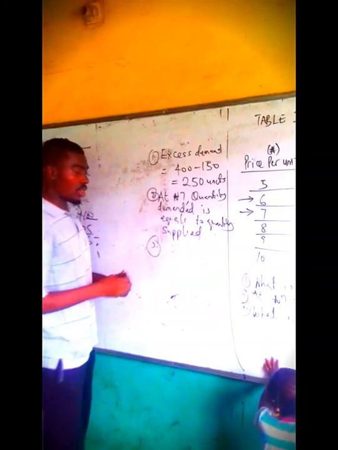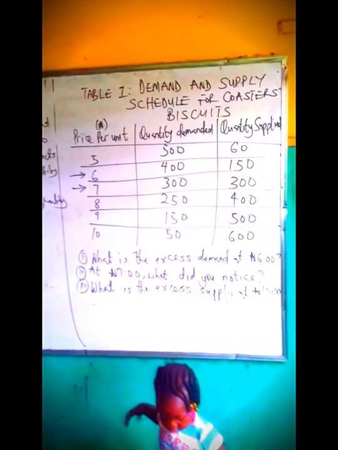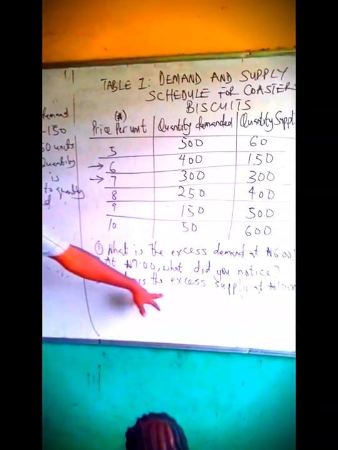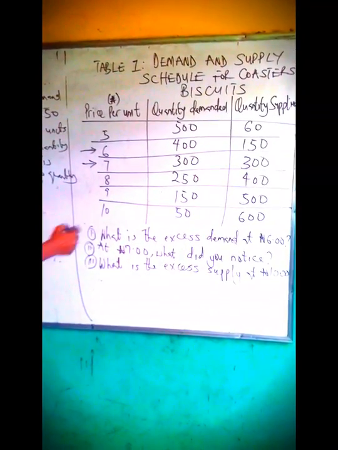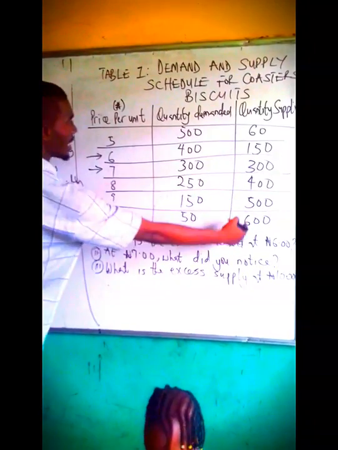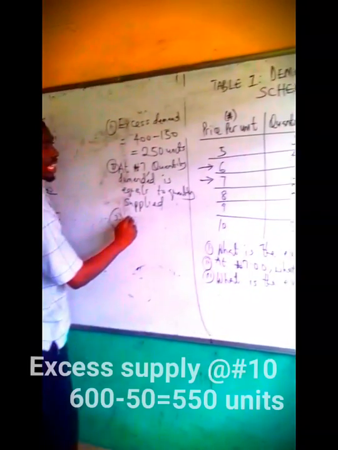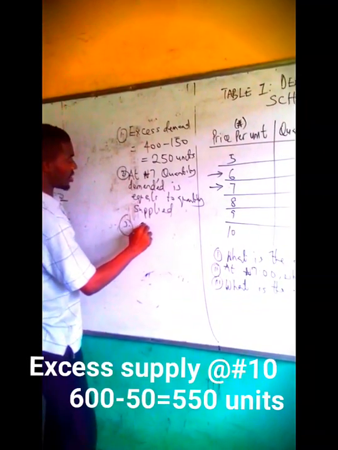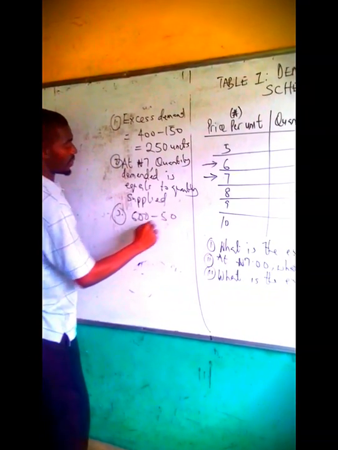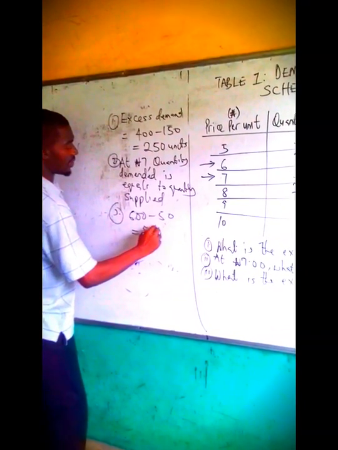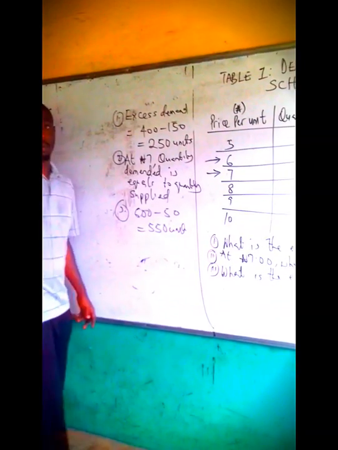Now, the third question: what's the excess supply at 10 naira? At 10 naira, what do you notice? Quantity supplied is higher than quantity demanded. The excess supply is 600 minus 50. That gives us 550 units.